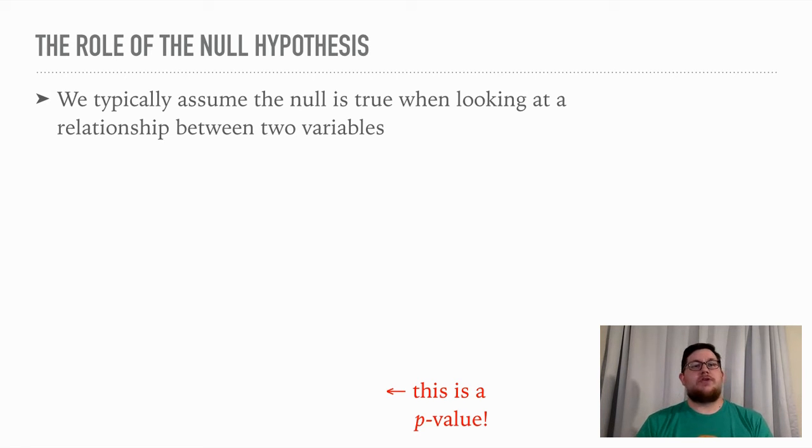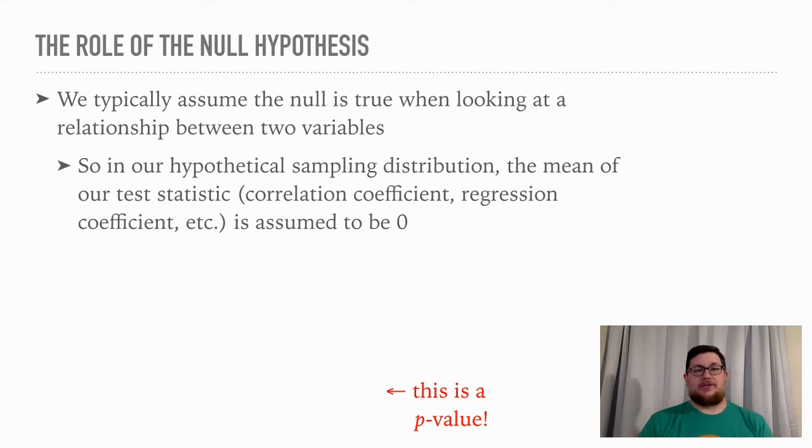We typically assume the null is true. As I've mentioned many times before, one of the first things we do is assert a null hypothesis, and we assume it to be true. That the true relationship between these two variables is 0. There's no relationship. So if we're testing a correlation, the null hypothesis would be that there is no correlation, exactly 0. Now, in our hypothetical sampling distribution, the mean of our test statistic, whether it's a correlation coefficient, regression coefficient, whatever, is assumed to be 0.